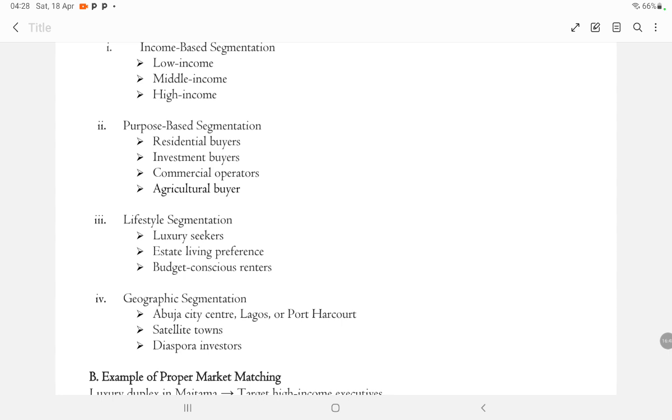So you can have more understanding of purpose-based segmentation. Is it residential? Is it investment? Commercial or agricultural? Is the person buying to do farming, or for investment? Some people don't want to build, they want to buy and resell later. Some are for residential, they want to build. Some are for business.